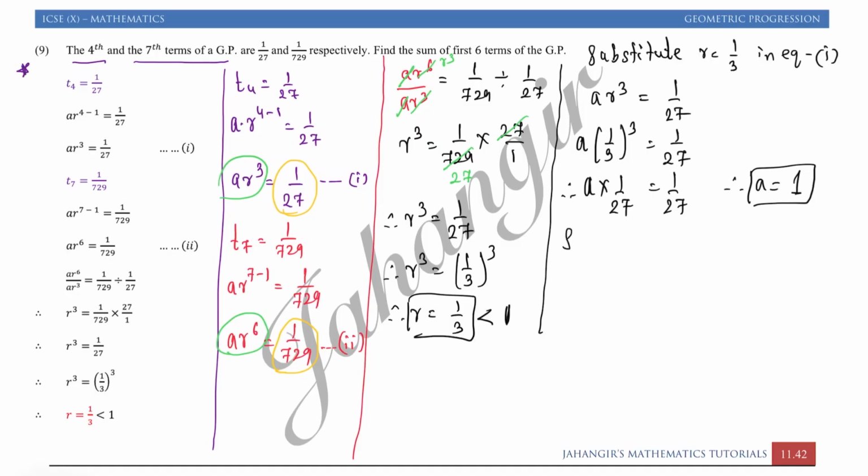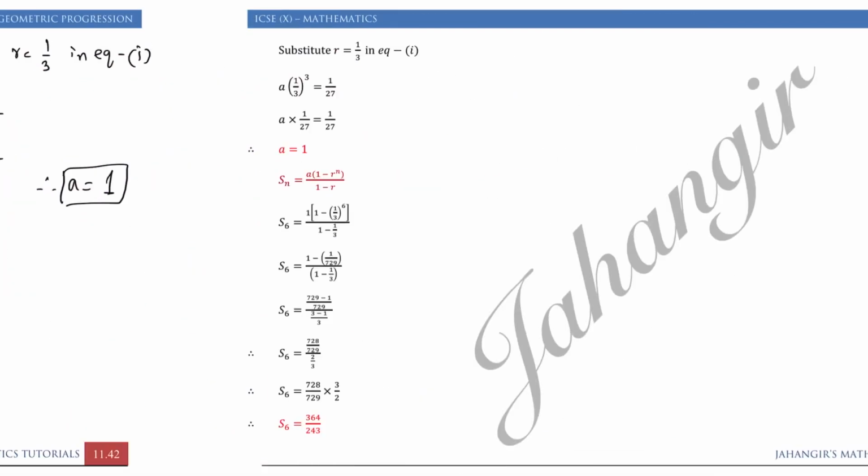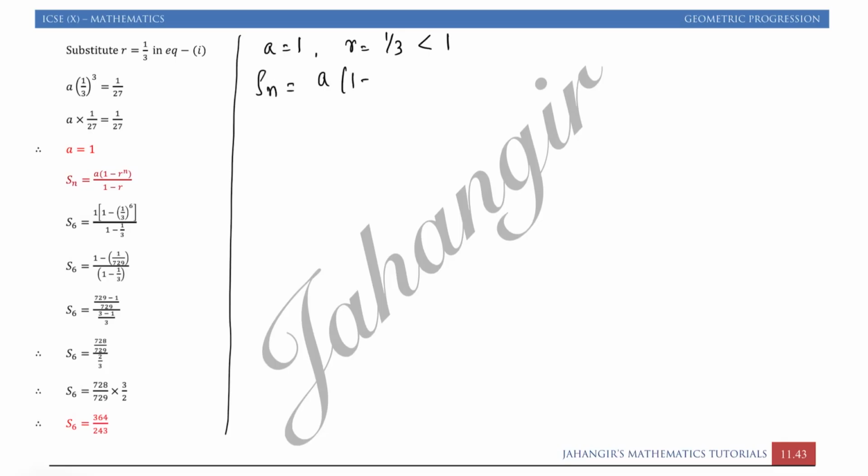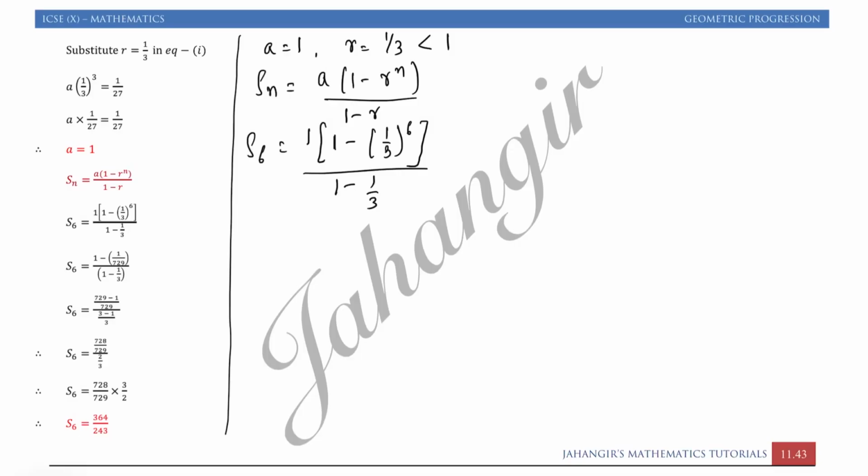Now we have to put the Sn formula. We have to find the sum of 6 terms. So now we will write S6. So here A is equal to 1, R is equal to 1 by 3. So since R is less than 1, we will write Sn is A into 1 minus R raised to n upon 1 minus R. The S6, A's value is 1, 1 minus R's value is 1 by 3 whole raised to 6 upon 1 minus 1 by 3.